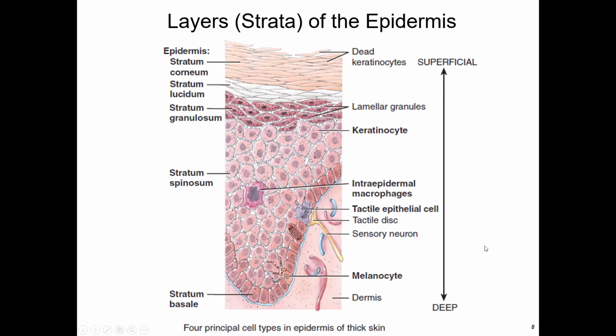So we're going to go layer by layer and look at the characteristics and the mechanism of building the epidermis. See the direction here, superficial to deep. We're going to start from a deep orientation, from the deepest cell layer, because this is crucial to build the rest of the epidermis.